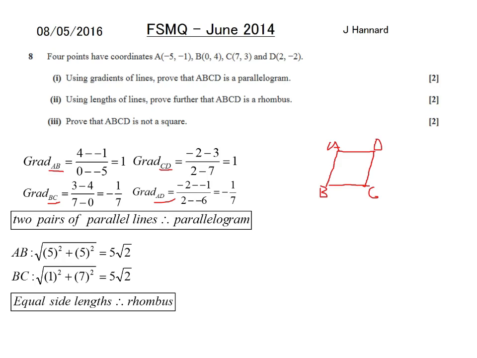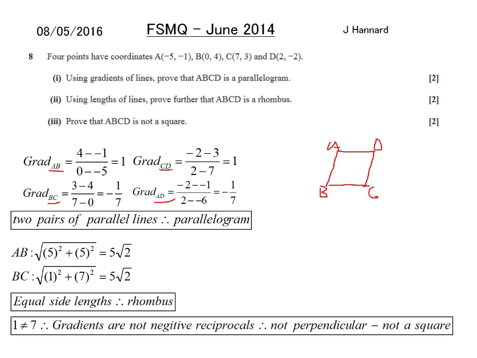You could further prove it by testing all the points for length and call them 5 root 2, and then saying they're all equal, therefore it's a rhombus. But there you go. And prove that it's not a square. Well, 1 does not equal 7, therefore the gradients are not negative reciprocals of each other, therefore they're not perpendicular, therefore it must not be a square. So 6 marks I think is a little bit harsh on this question. It could have been worth more, but hey yo.